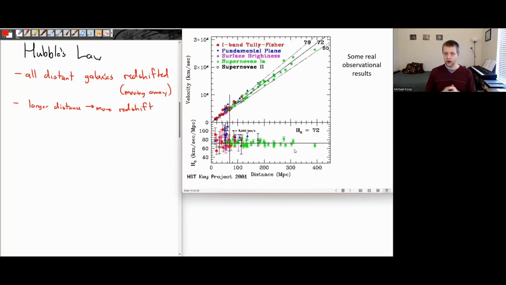This is some more modern results. This is from a summary of some data from a whole bunch of surveys, including the Hubble Space Telescope in 2001. This is measuring the velocities of these galaxies and their distance in megaparsecs. So again, instead of using light years, they use megaparsecs for this one. And the different colors of these dots represent how their distances were measured. Notice the most common one for these very distant ones are these type 1a supernovas. Those are actually the white dwarf supernovas.